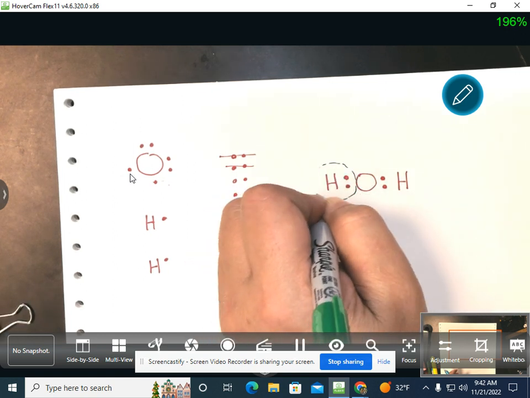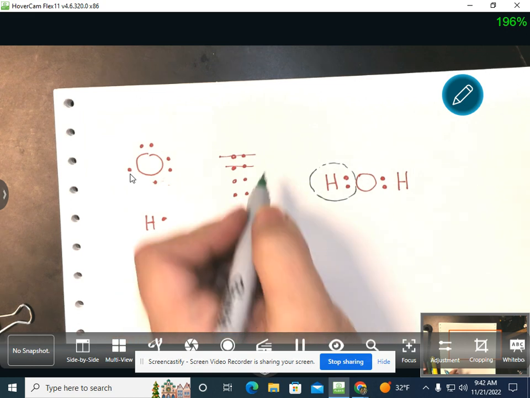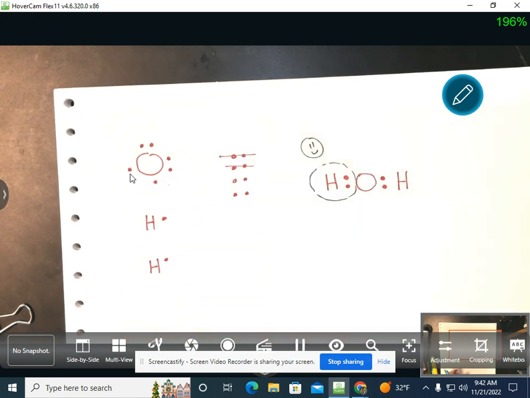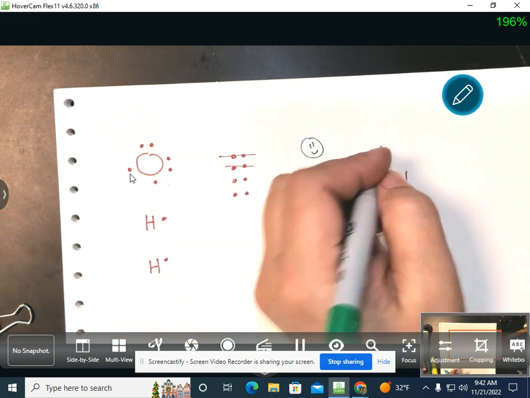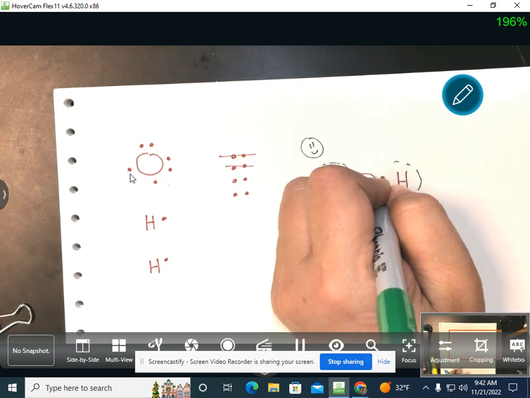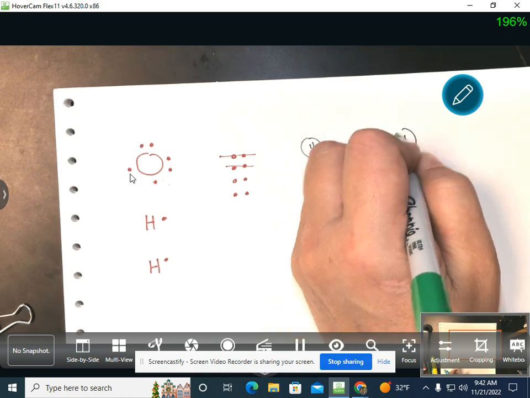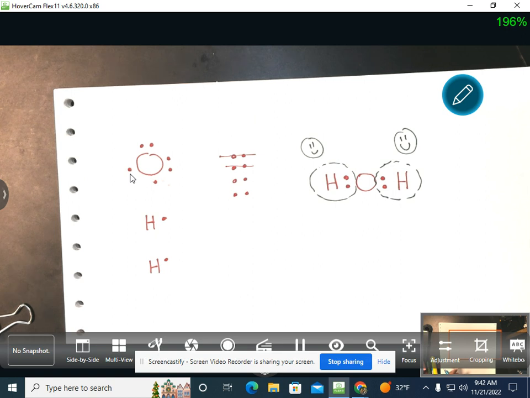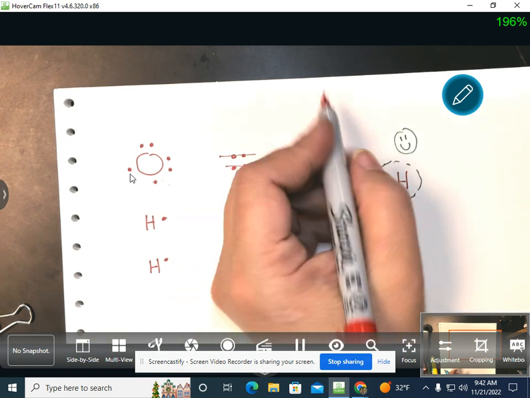Is this hydrogen happy? Yes, it is, because it's a duet. This hydrogen is happy because it's with you guys. There you go. That's happy. Is this oxygen happy? No. So what are we going to do with the rest of these 4?